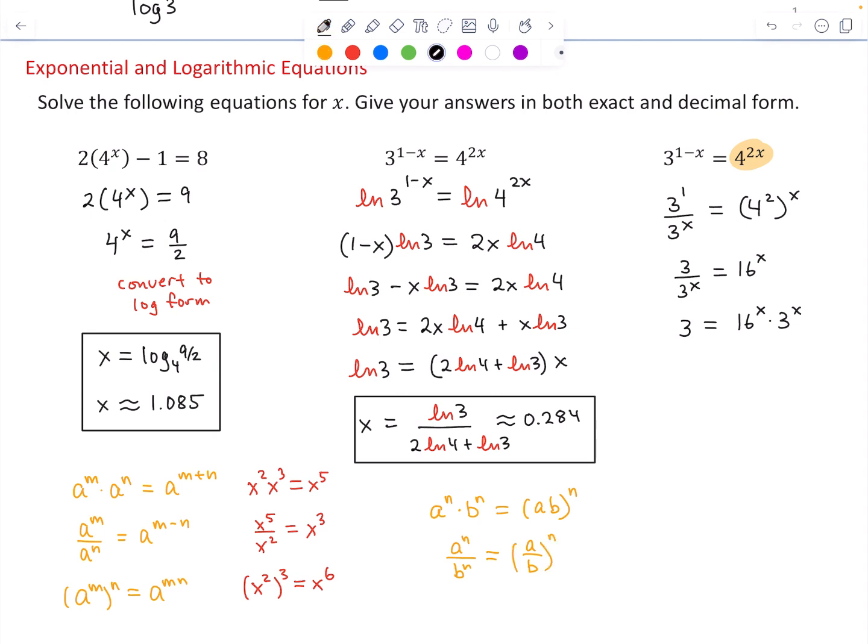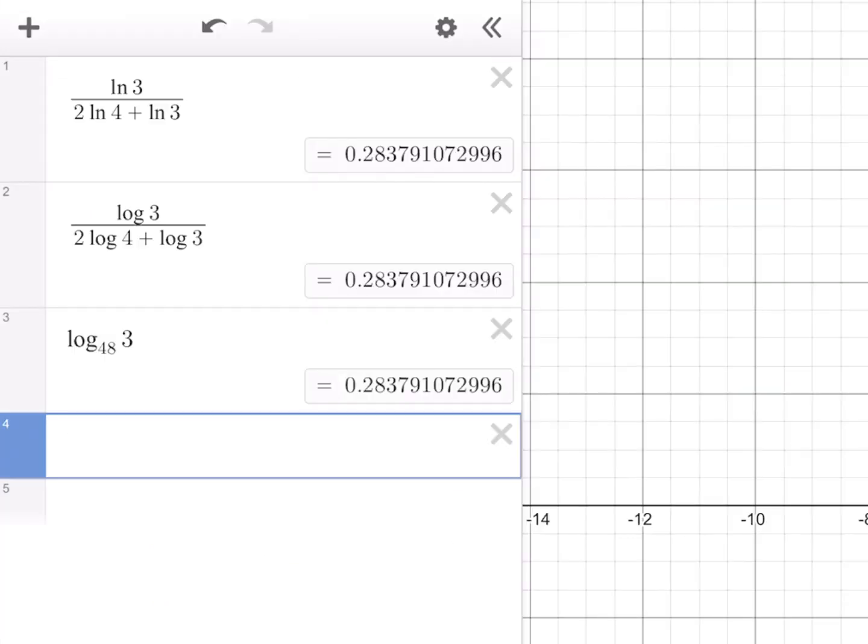So using these ideas, we can write this as 3 is equal to, and then multiply 3 and 16 and get 48, and that's being raised to the x. And now I will convert to log form, and we have our answer. X equals log base 48 of 3. And as you can see, log base 48 of 3 gives us the same answer.